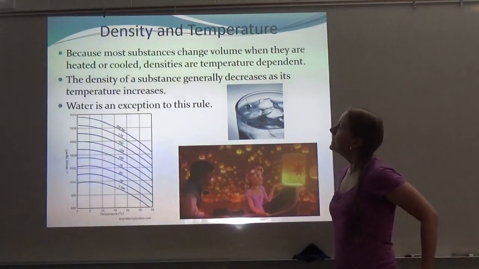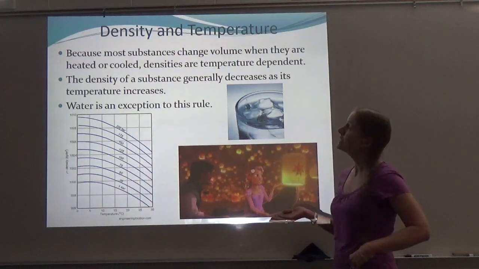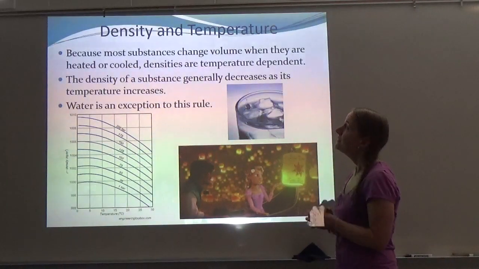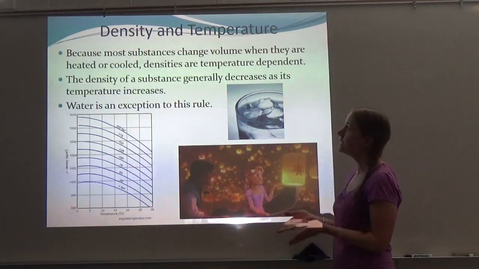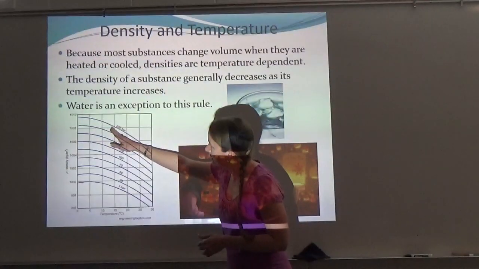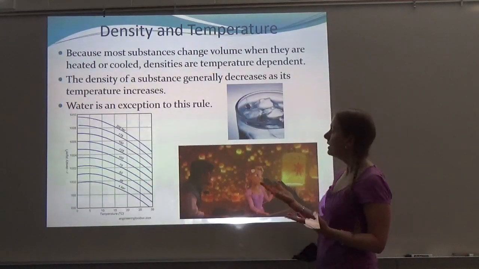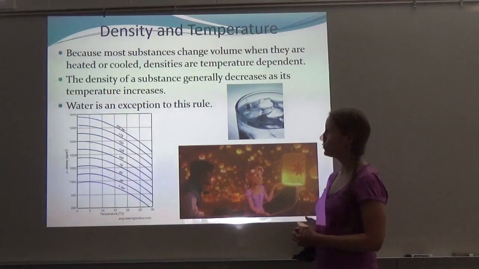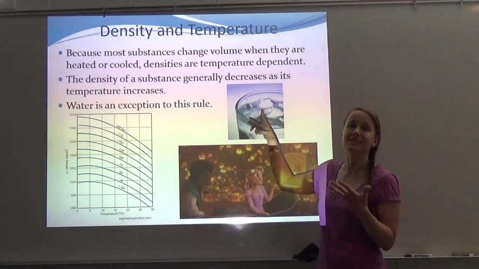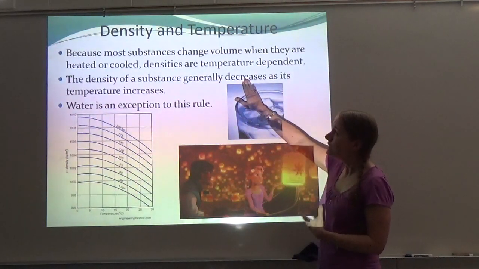Alright, so because most substances change volume when they are heated or cooled, densities are temperature dependent. So that's why in the previous slide I told you water at room temperature. The density of a substance generally decreases as its temperature increases. So here's an example. You can see that density decreases as temperature is increasing. However, water is an exception to this rule. That's why ice floats, because ice, the solid form of water, is actually less dense than the liquid form, even though it's colder. But for most substances, the density decreases.